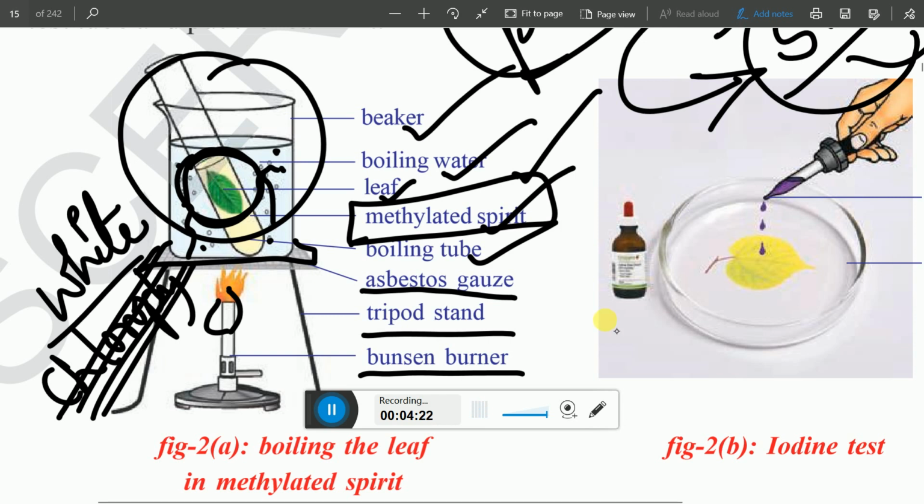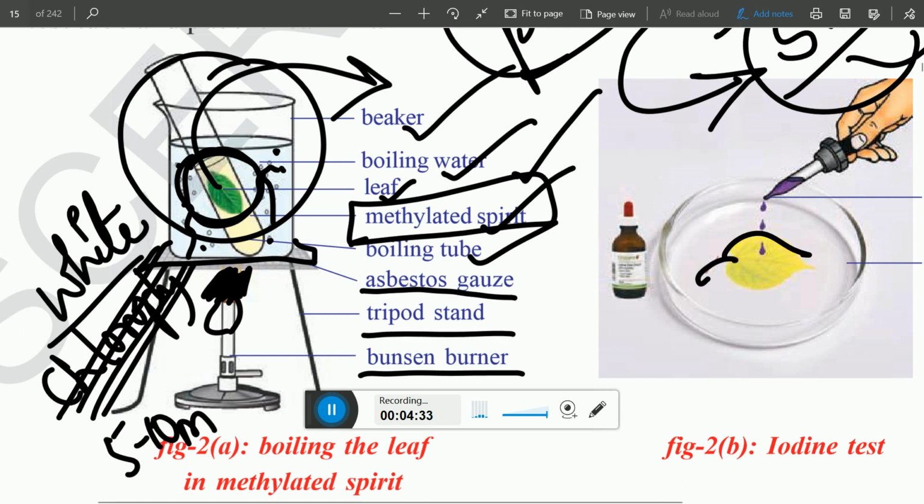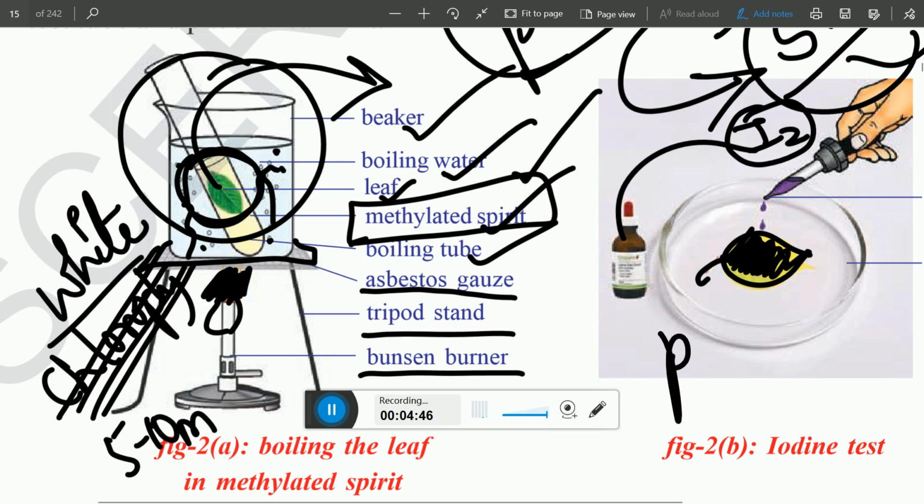Then after 5 minutes or 10 minutes, we will switch off the Bunsen burner. Then we will remove this leaf outside and put it into the petri dish. Then we will add iodine solution. So this iodine solution, whenever starch is produced on the leaf, it will turn blue, purple color.